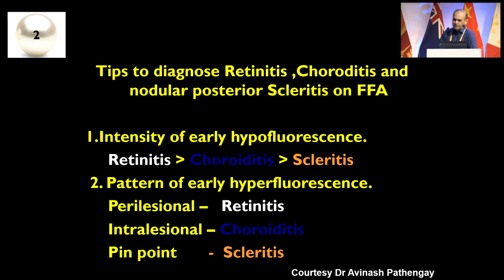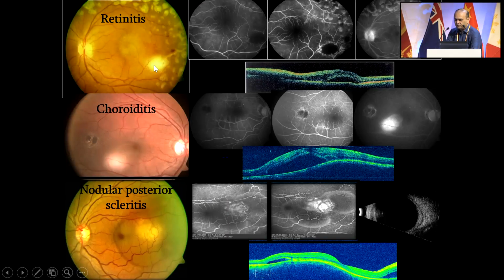The intensity of early hypofluorescence is maximum in retinitis, followed by choroiditis, and I will show you an example. The pattern of early hyperfluorescence is very important. Retinitis will have a perilesional hyperfluorescence, whereas choroidal involvement will have an intralesional hyperfluorescence. So let me show you how. This was a patient of retinitis, and if you look at the initial hypofluorescence, it is maximum in retinitis as compared to choroiditis.